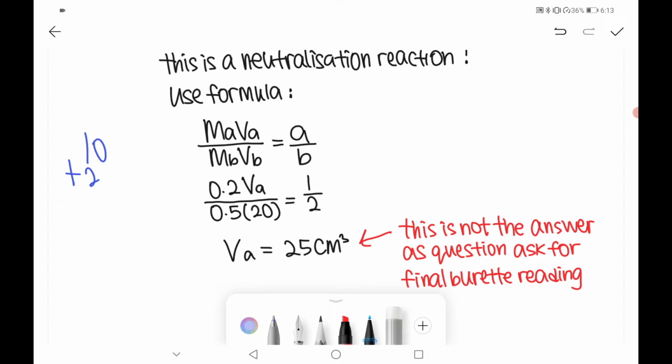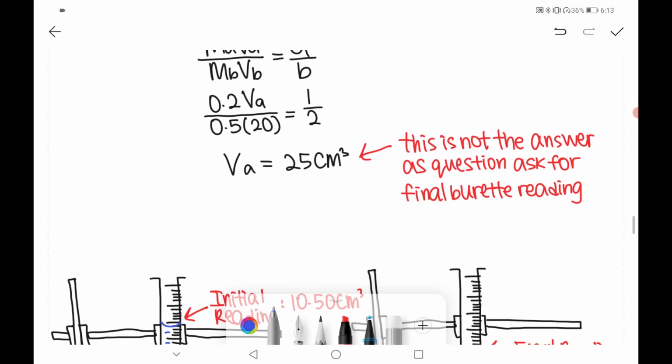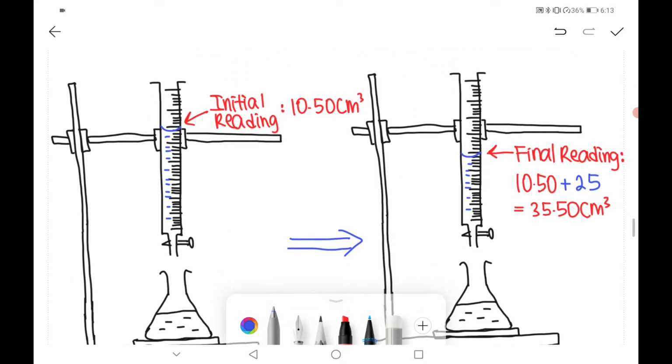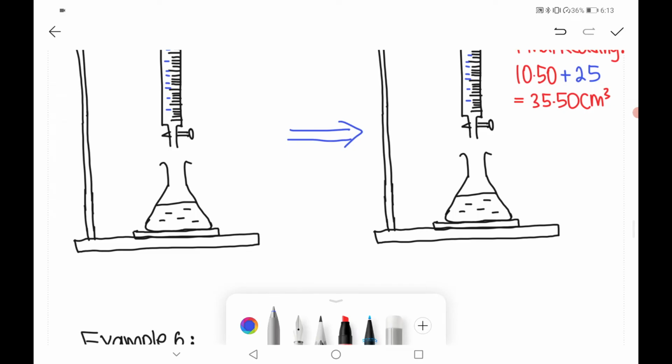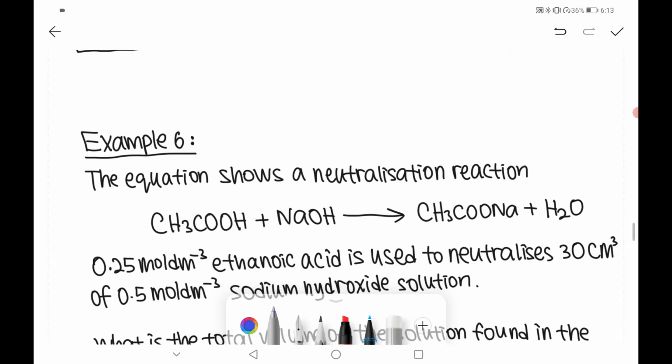Okay, so here the most important concept you need to know is what? The more volume of acid you use, the burette reading will become bigger and bigger. If you don't understand this concept, you will find it very confusing. You'll be very blur. Okay, all right, so next one.